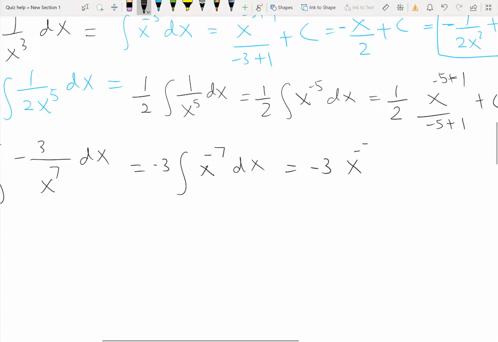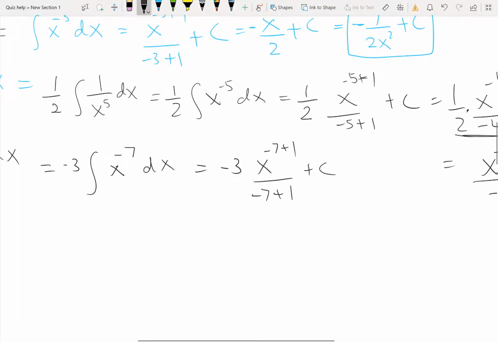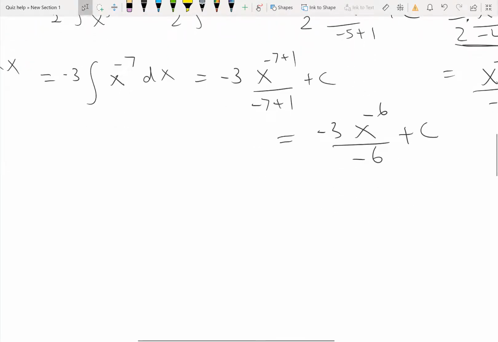Here, x to the negative 7 plus 1 over negative 7 plus 1. I still write this plus 1 step because I don't want to get this wrong in my video, because then I have to make that video again. So, negative 3, this is negative 7 plus 1, x to the negative 6 over negative 6 plus c. Now it is the same for you. You don't want to get this wrong in your exam, right? So better write this step, right?